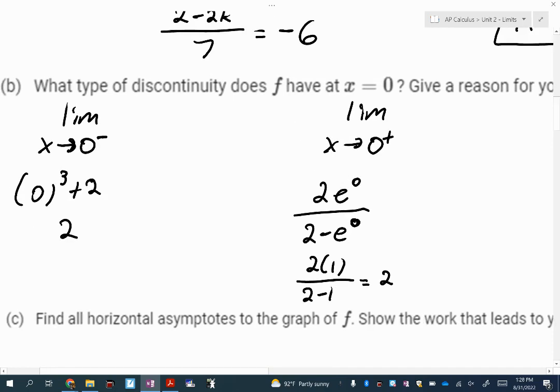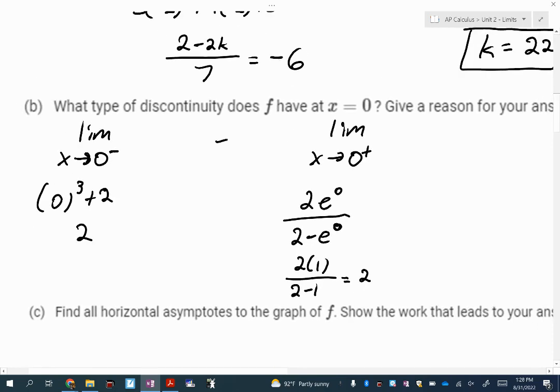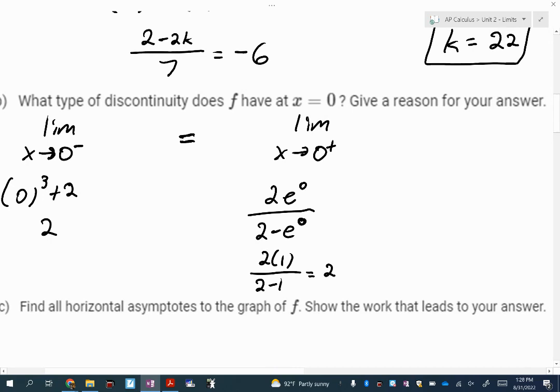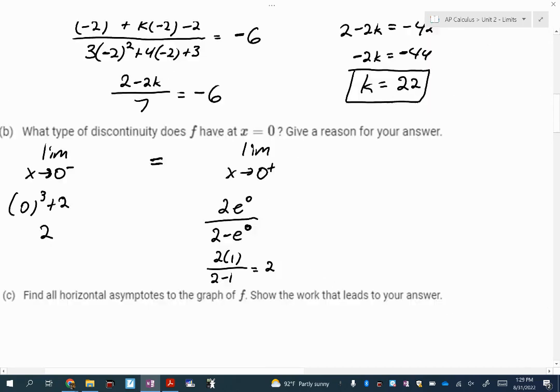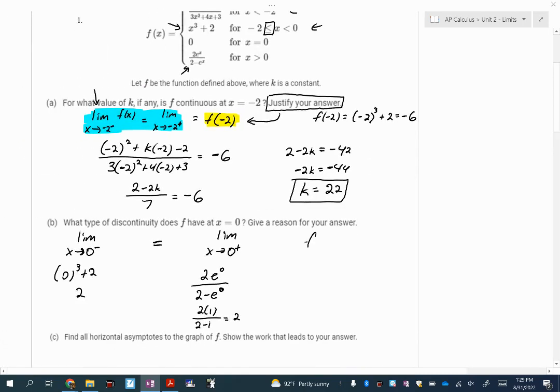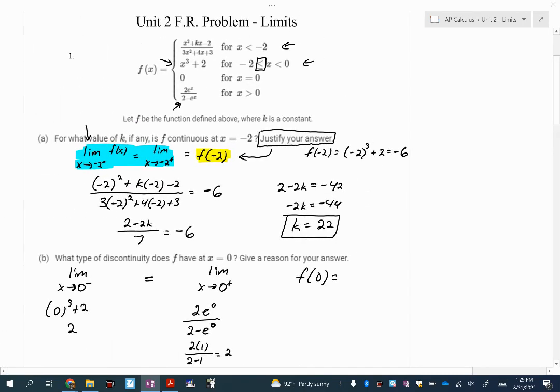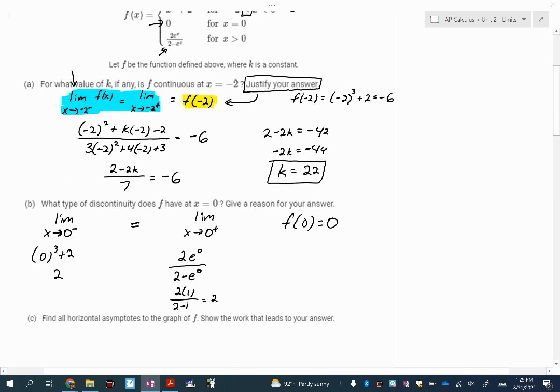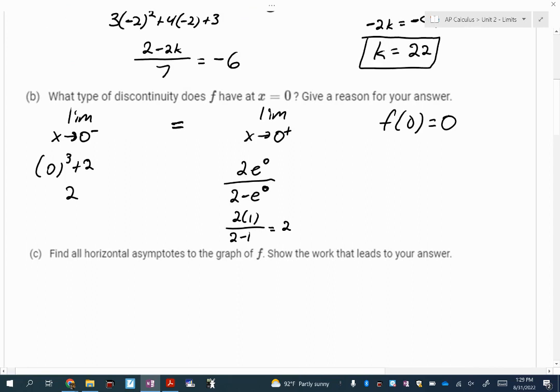And if you notice, we got the same value. So because these are equal to each other, I know that the limit as x approaches 0 is 2. But if you look at the actual piecewise function, if I plug in f of 0, I'm using this third piece, f of 0 is 0.